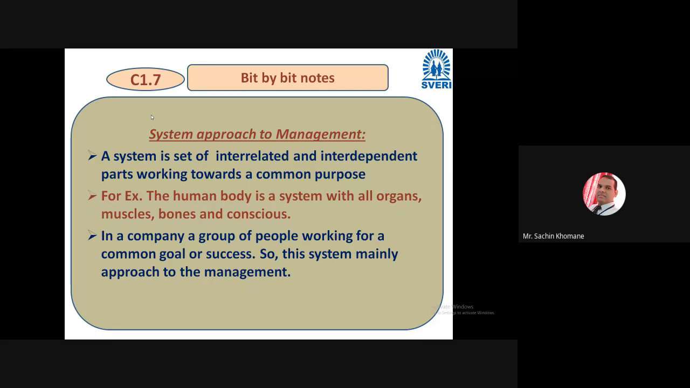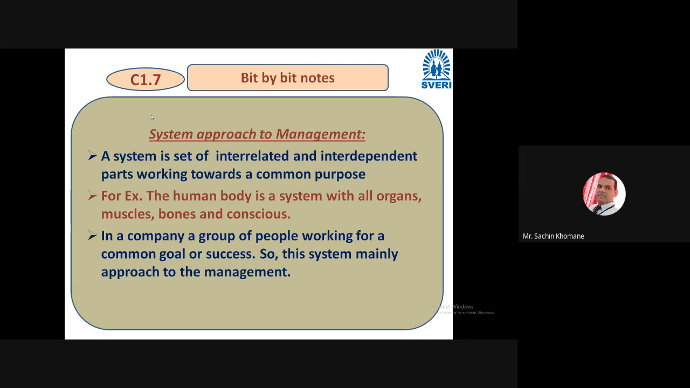System is a set of interrelated and interdependent parts working towards a common purpose. So I have given example of our body, human body. It is a system because our all organs, muscles, bones, our consciousness, everything is interrelated and interdependent, right? Our organs are interrelated because they are related to each other, right? That's why it is interrelated, and they are interdependent also. One organ is dependent on another organ.